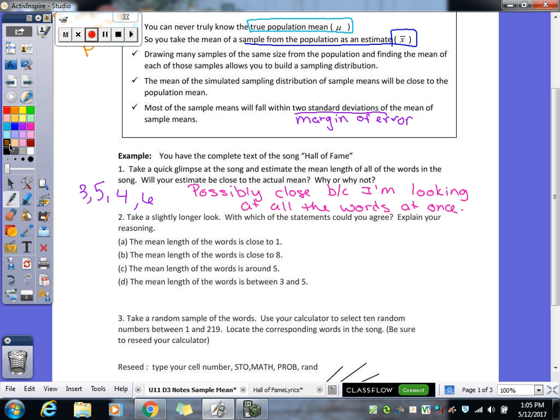So what do you guys pick? A, B, C, or D? D. Why? My number fit right. I went with D because most of the words to me seem to be either 3, 4, or 5 letters. So at my quick glance, that's kind of what I noticed. So that's why I picked that one.